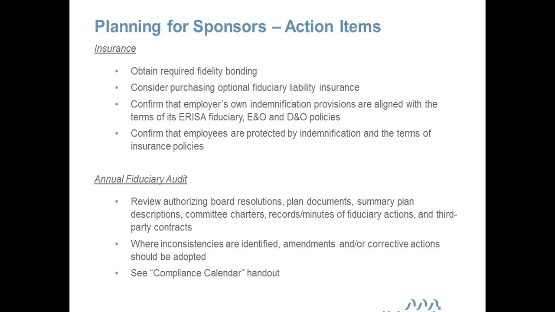Finally, consider performing an annual fiduciary audit. Review your board resolutions, your plan documents, review all those documents to ensure that your practice is aligned with that. If there are inconsistencies, you would want to make amendments or take corrective action. Again, it goes to what is the intent of the plan sponsor. If the intent is the way the plan document is laid out, then you want to change your actions. But if the intent is not how the plan document is laid out, you might want to consider amending your plan document.